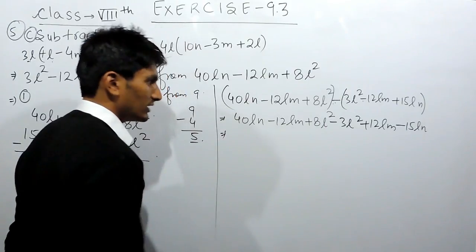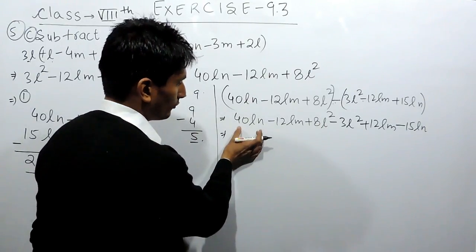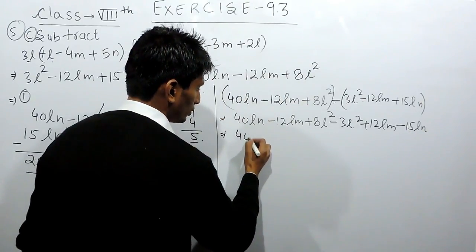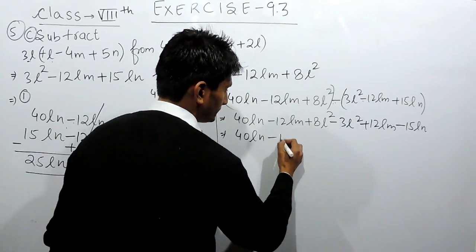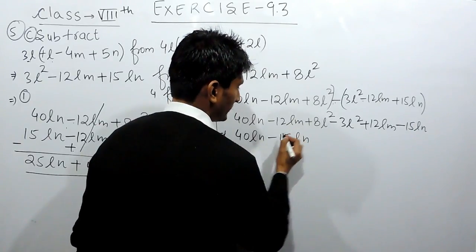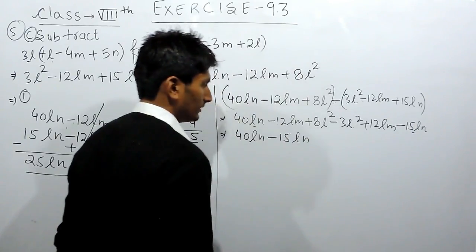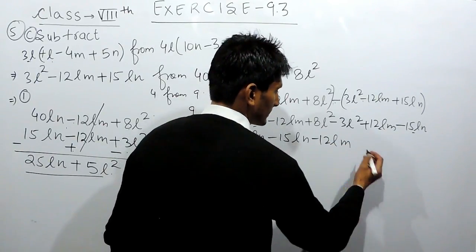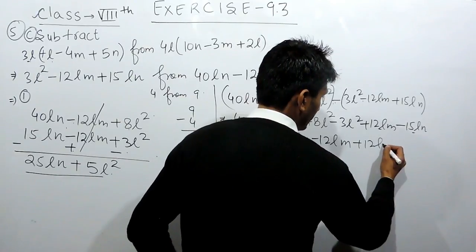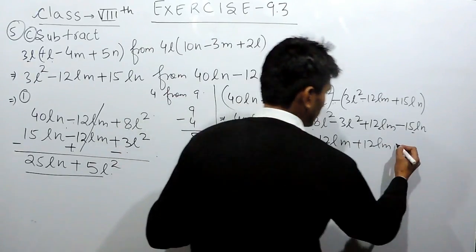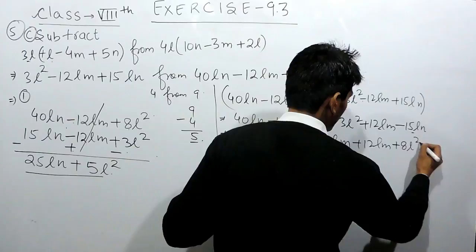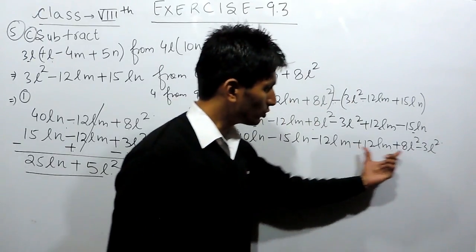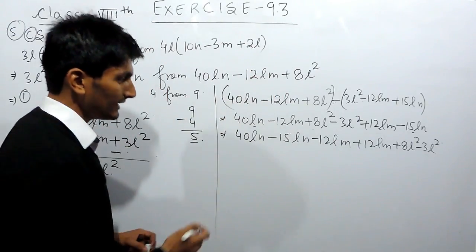Now we have to see the like terms. So 40LN and 15LN can be solved together. So I am writing these together. After that, this term and this term have been written. Now the second term, which is 12LM. This is again minus 12LM plus 12LM. And at the last, plus 8L square minus 3L square. So I have written all like terms together so that the solution can be easy.